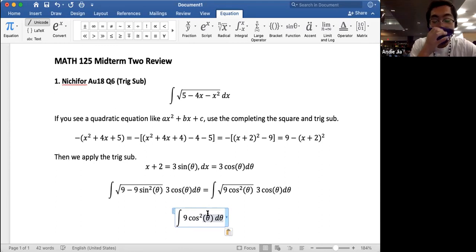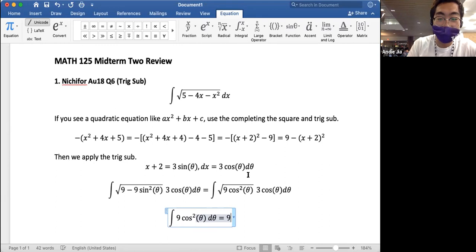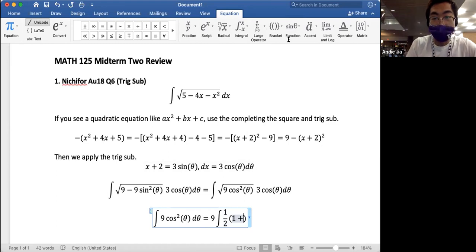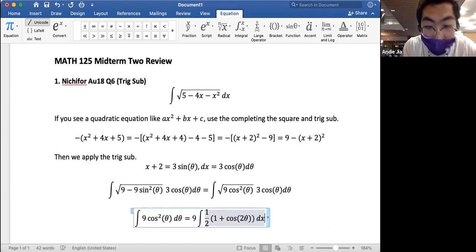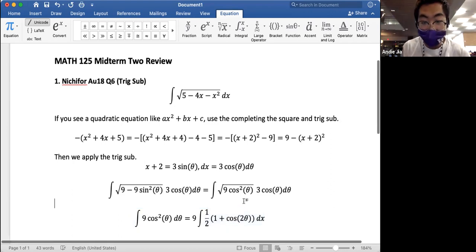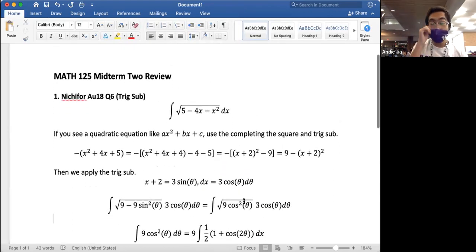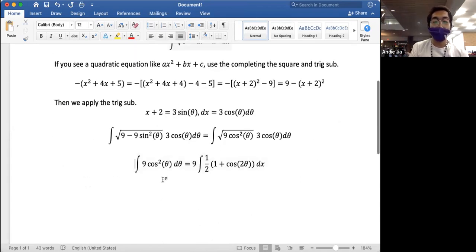Then write this using the half angle identity. 9 is a constant, so we pull a 9 out of here. The half angle identity is going to be 1/2 times 1 plus cosine of 2 theta. Then dx.